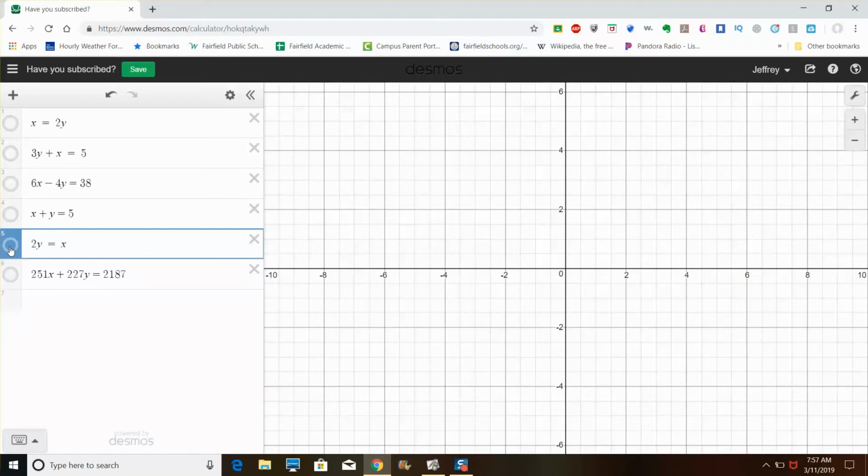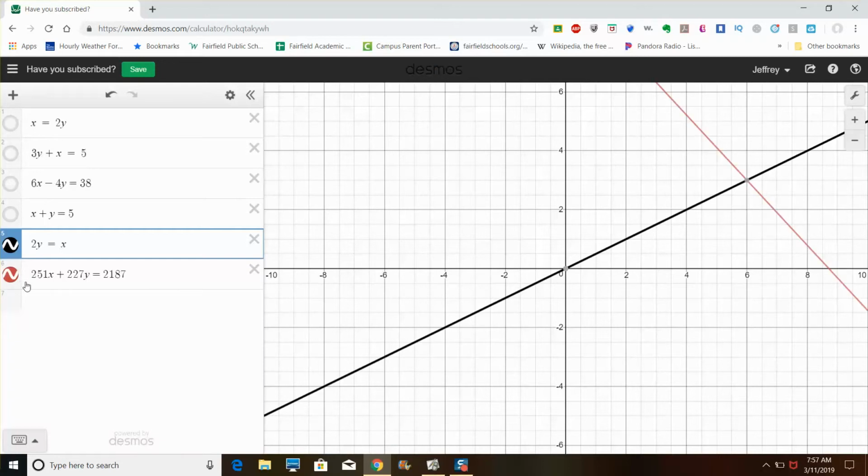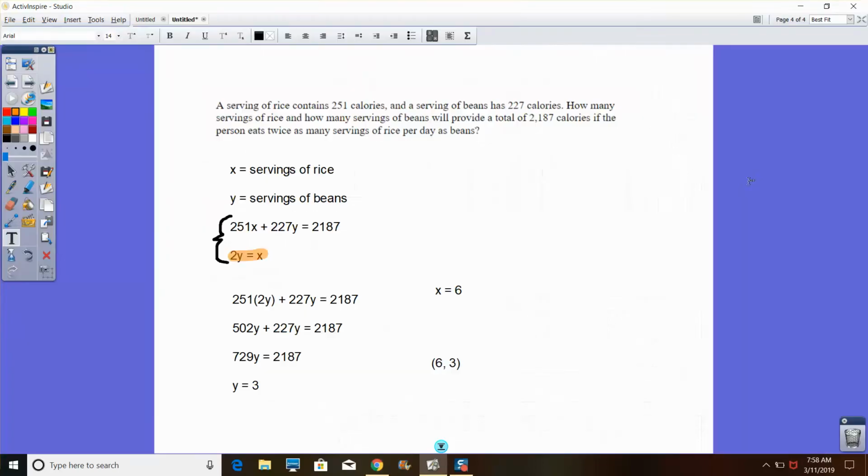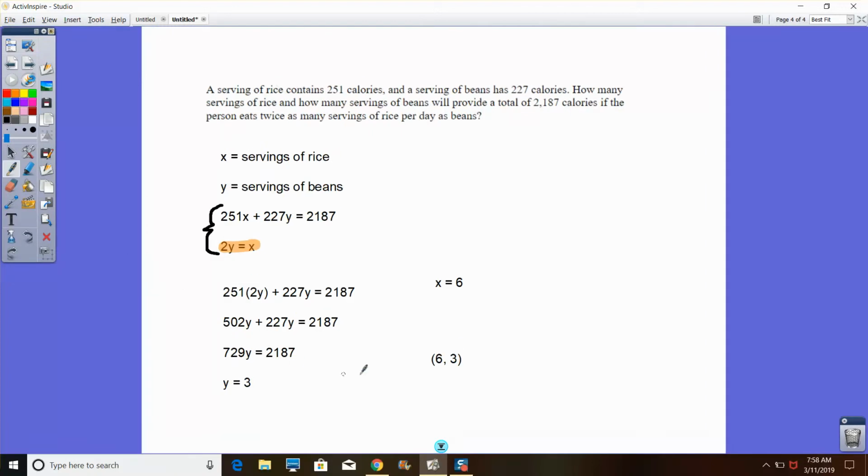All right, so let's put our systems up on the graph. And here are the two equations, 2y equals x, which is a proportional relationship because there's no c value, and then here's our 251x plus 227y equals 2,187. Our intersection is already highlighted, and our intersection is 6, 3. So again, our graph verifies our substitution solution of 6, 3.